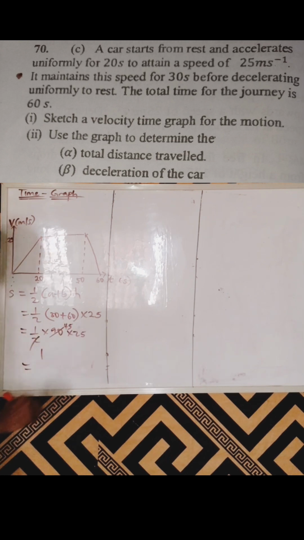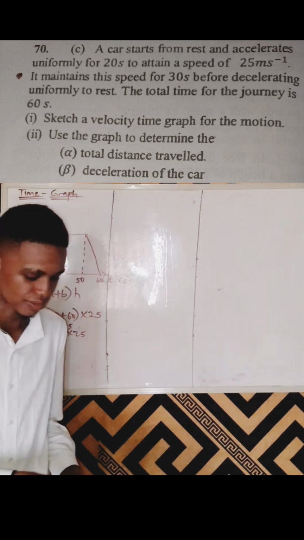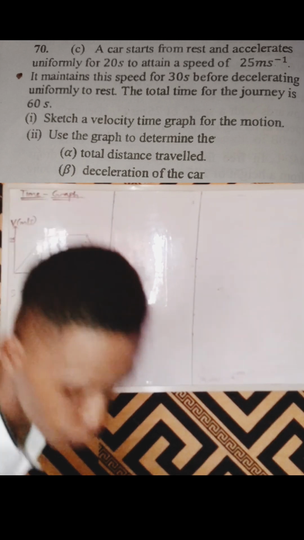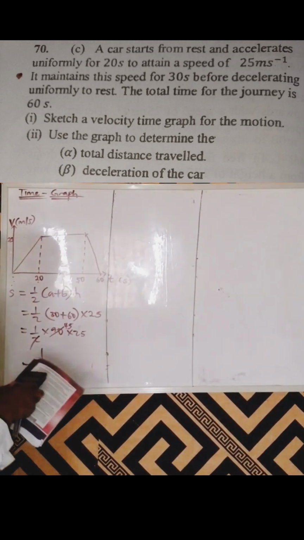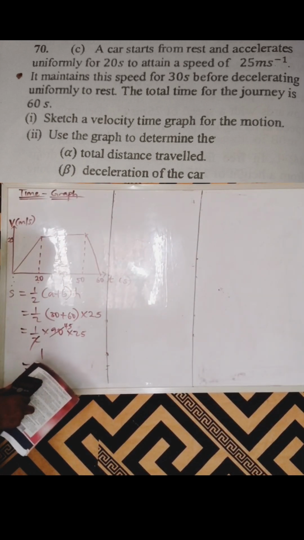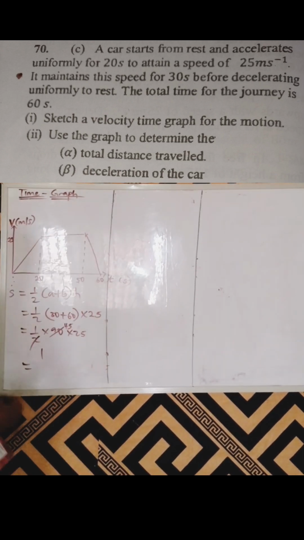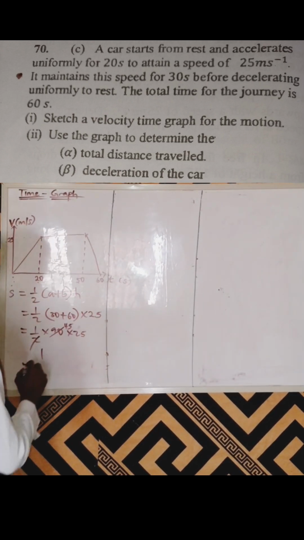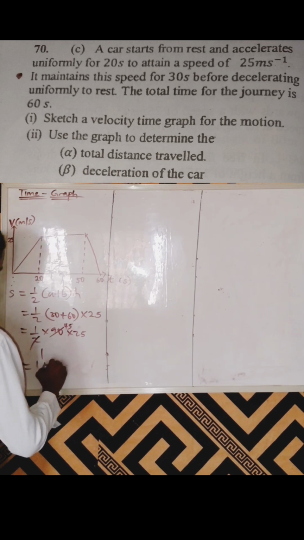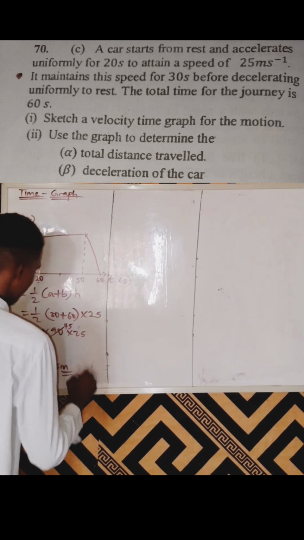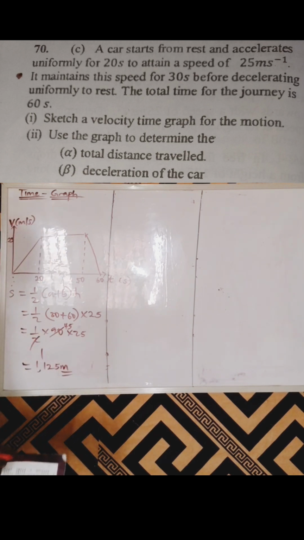Half of 90 is 45. So what's 45 times 25? Let me use my calculator. 45 times 25 is 1125. 1125 meters. As simple as ABC. So now let's solve the next one briefly.